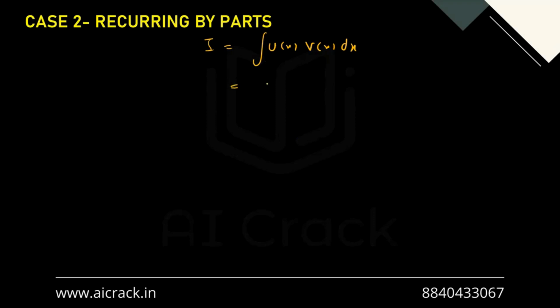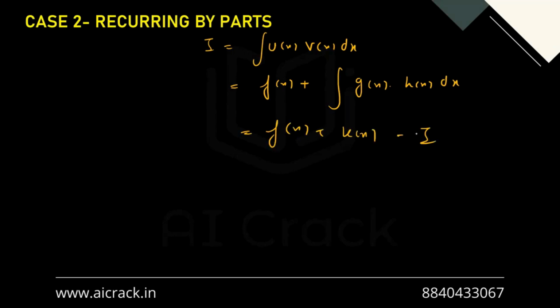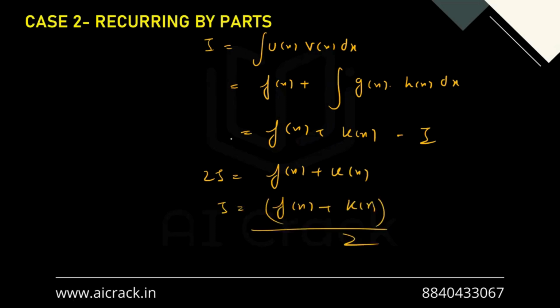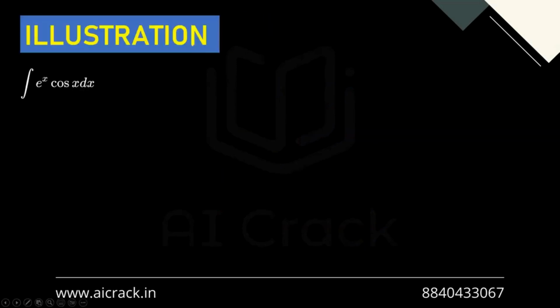So this, let's say, gives us f(x) plus integral, let's say, g(x) dot h(x) dx, right? Now this is again a function which can only be integrated with the help of by parts, right? So if you apply by parts over here, let's say you get f(x) plus, let's say, k(x) and minus I over here, right? This I is being generated once again over here, okay? So what you can do, you can take this I on the left hand side, you'll be getting 2I equals f(x) plus k(x). I becomes f(x) plus k(x) divided by 2. Okay, so this is what we mean by recurring by parts.